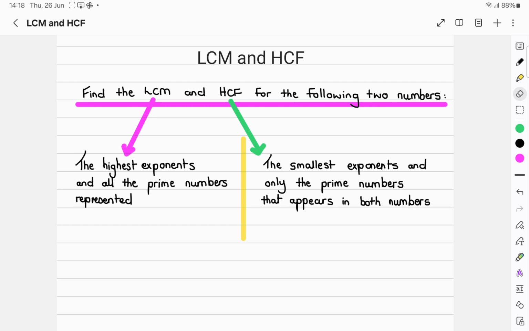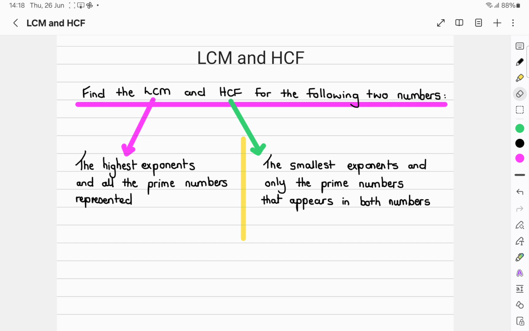For the lowest common multiple, I always think the lowest, go down on your knees, low, low, low. And what is the opposite of low, low, low? It's the highest, the most, the biggest, so you do the opposite of what the word is saying. For the lowest common multiple, you are looking for the highest exponent. And if there are prime numbers that are different and they appear in both numbers, you use both of those prime numbers.